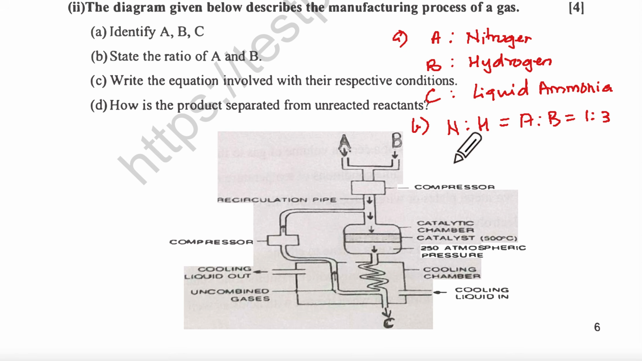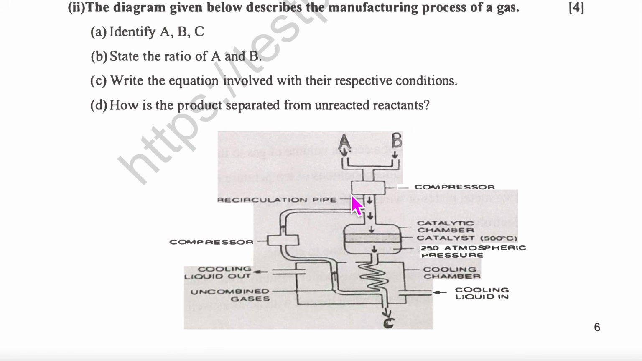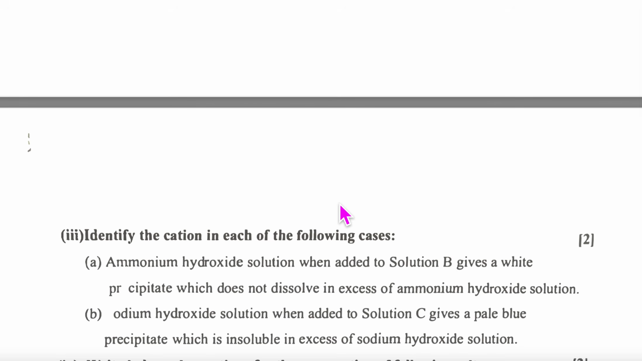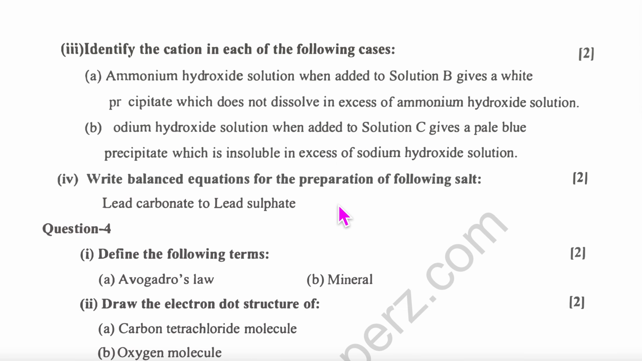Write the equation. There are 4 conditions. What are the conditions? Catalyst, finely divided iron, promoter molybdenum, temperature 450 to 500, and pressure 200 to 900 atmosphere. How is the product separated from the unreacted? Liquefaction and dissolving in water. Correct. And the reason you will have to mention over there, since ammonia is easily liquefiable, whereas the other 2 components are not.